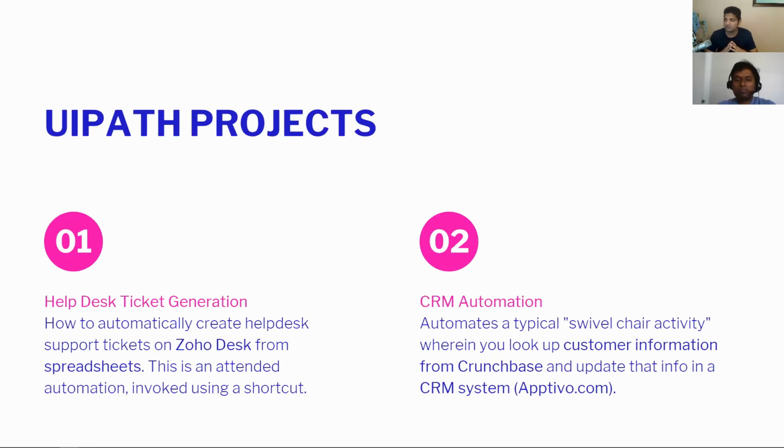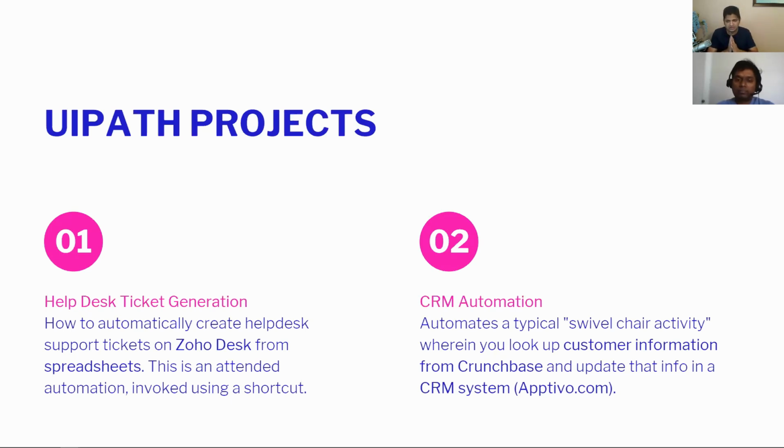The second one is CRM automation, customer relationship management software, right? We use Aptivo, so we'll see a bit of Aptivo in the project. We use Aptivo as a business ERP solution. Here what we're doing is the swivel chair activity, which is a common thing in RPA, right? Like there's data in one system, like SAP or Oracle, and then you want it put in a CRM system like Salesforce or Aptivo or anything. And so that's what we do.